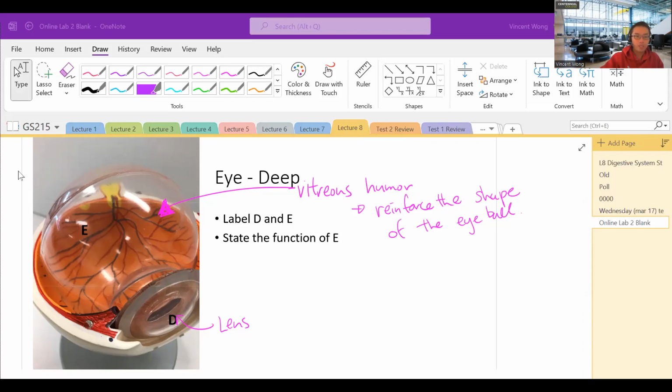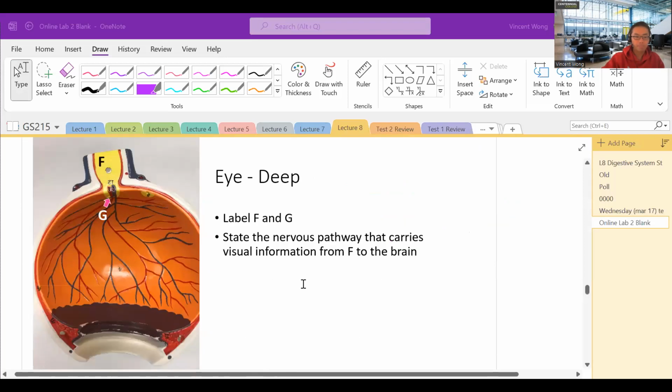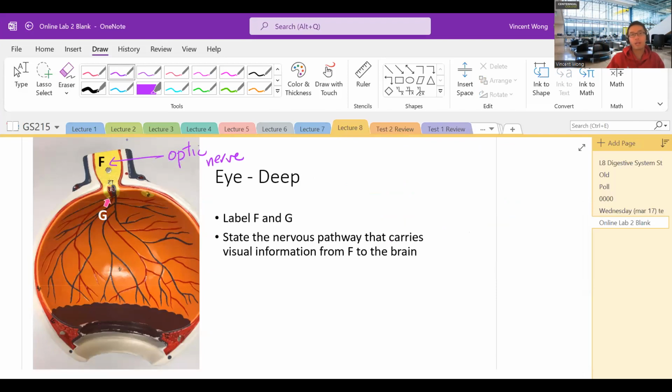Next, we're going to remove the vitreous humor, the ball, and we're going to look at the model from the top. You can see at the back here, that is the optic nerve, which takes the signal to the brain. We traced out the signal last time, right? With the optic nerve, optic chiasma, and so on. We'll write it out again in a second. Where the optic nerve exits the eyeball, you're going to have a blind spot. That's what G is, the blind spot.